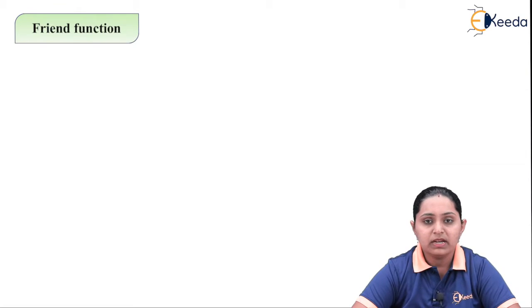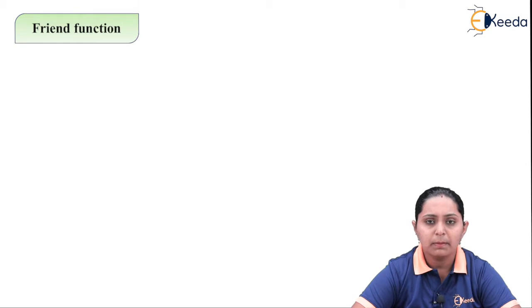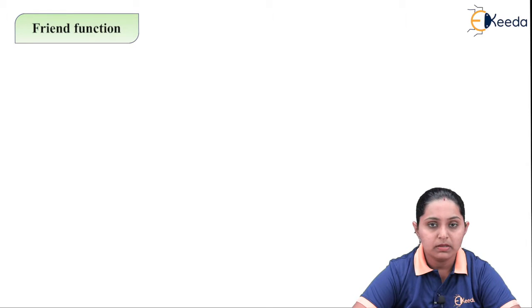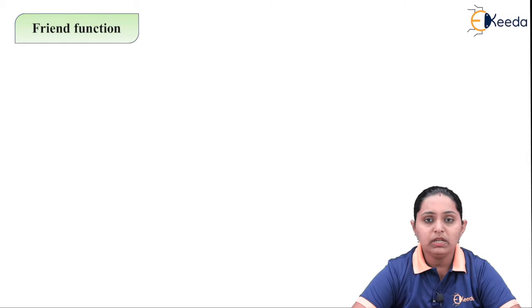Now we'll start with the topic that is friend function. What is friend function? If you want to access any private data member of that class, how can we access it? Can we access those? No, we cannot directly access private data members. But if you want to access those private data members, how can we do that? You have to make that class a friend or that function a friend. Then only you can access the private data members outside the function.